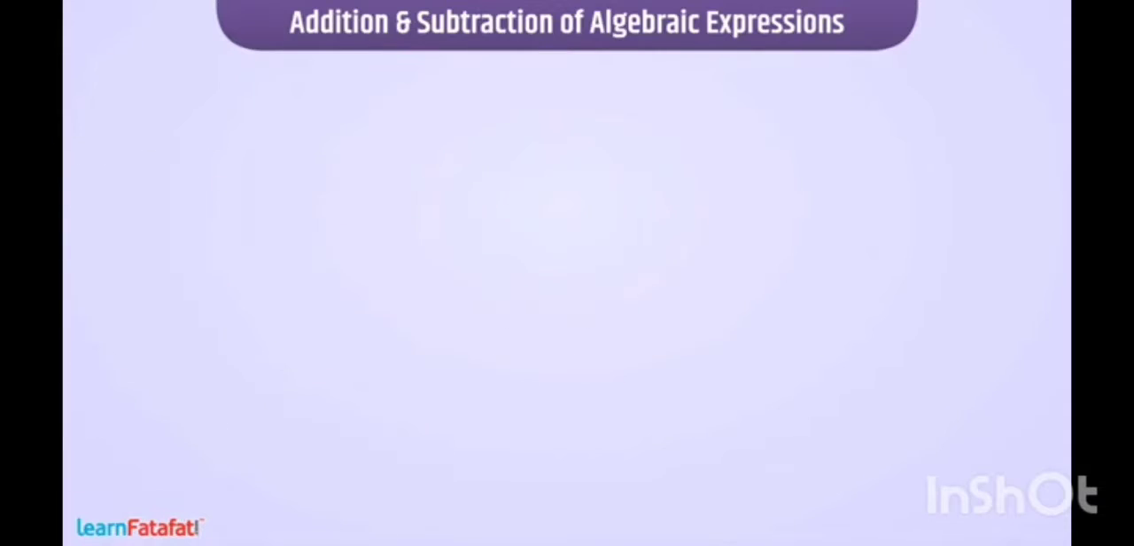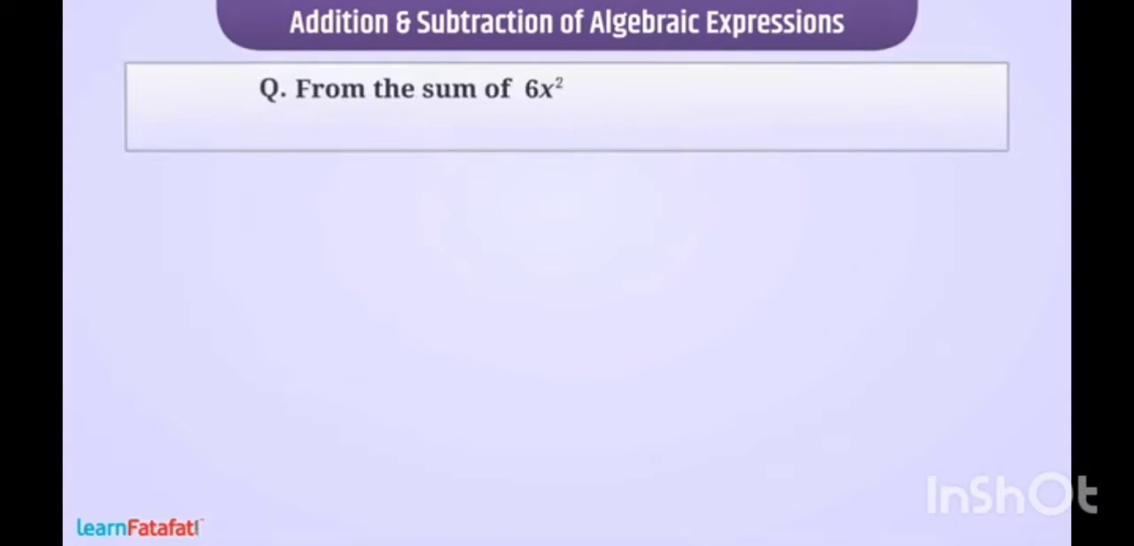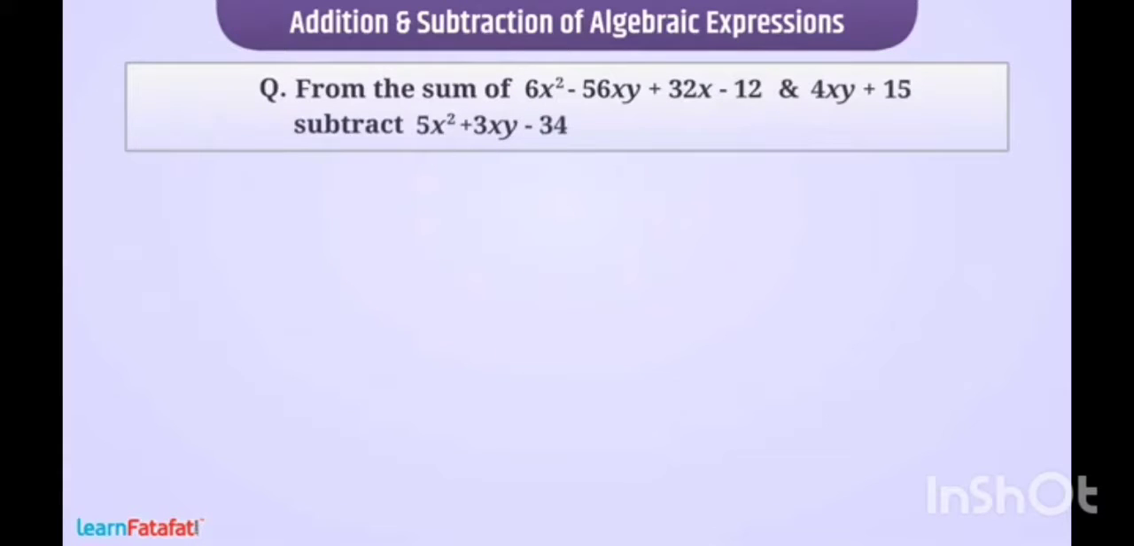Next example. From the sum of 6x square minus 56xy plus 32x minus 12 and 4xy plus 15, subtract 5x square plus 3xy minus 34. We can solve it as we have done in earlier example, but through this example, we will learn a different method. First, we will add these two expressions to find their sum.